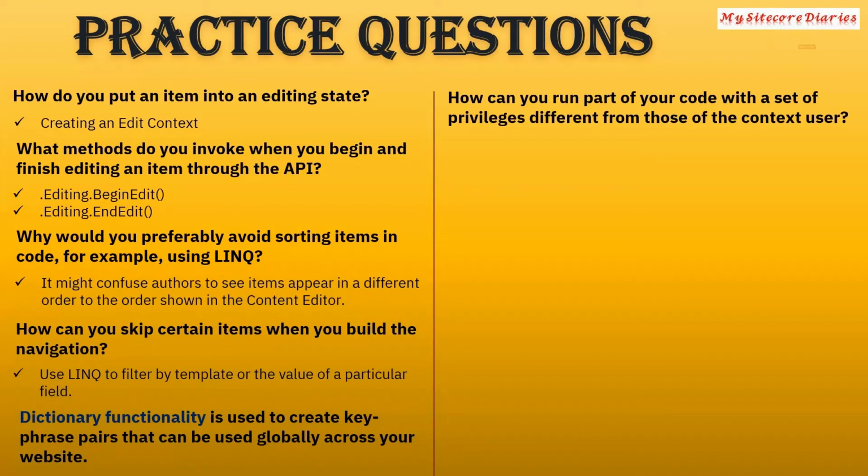How can you run part of your code with a set of privileges different from those of the context user? Whatever privileges the context user is running with, if you want to run the code as a different user, how can you do that? There are two methods. First is the user switcher, where you switch the user completely, and another is the security disabler, where you disable the security and the user will act as an admin.